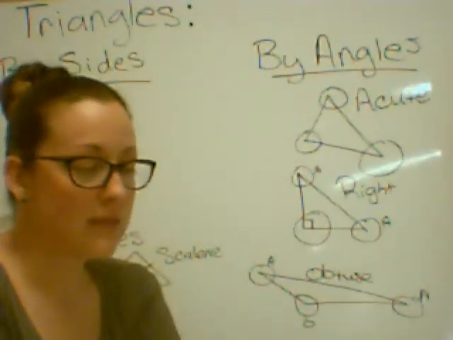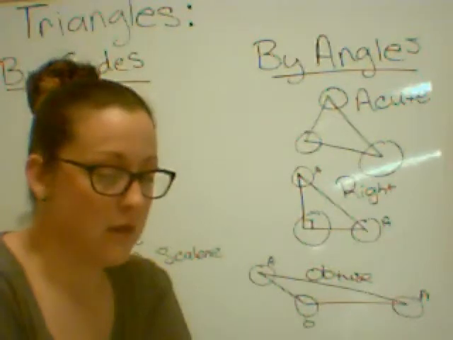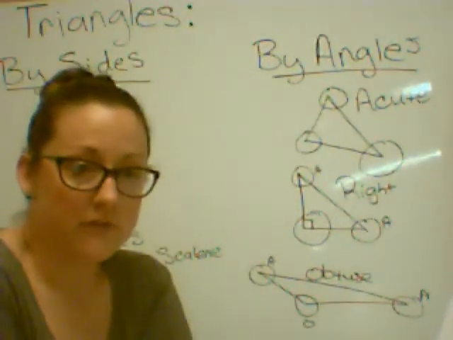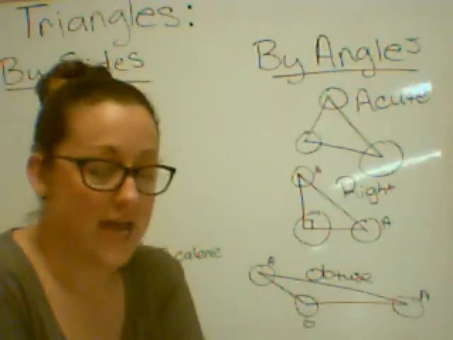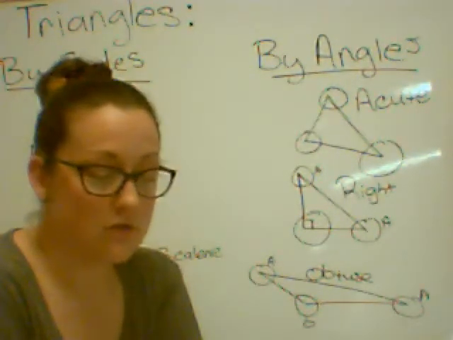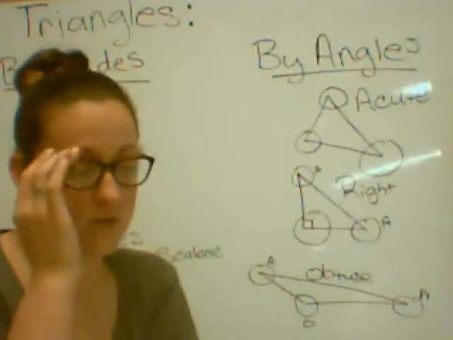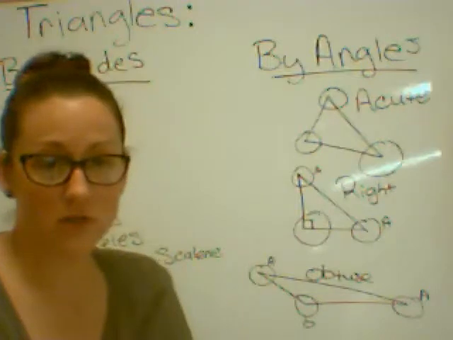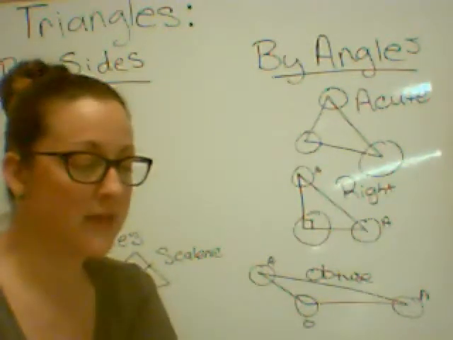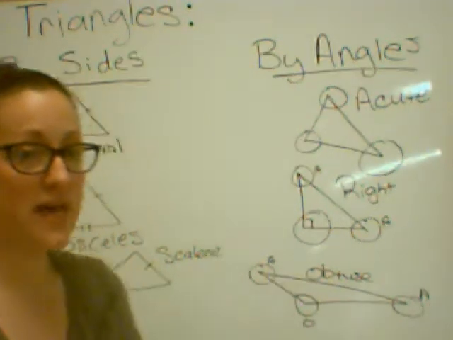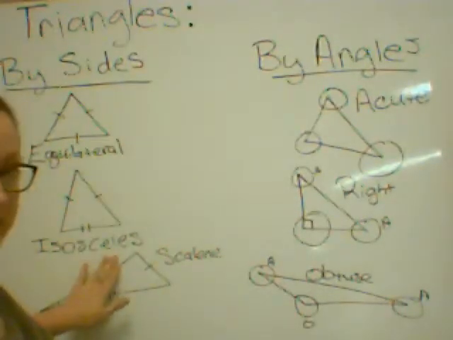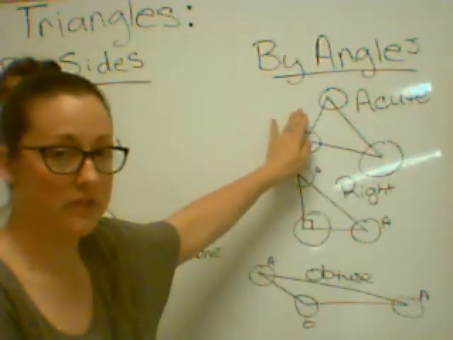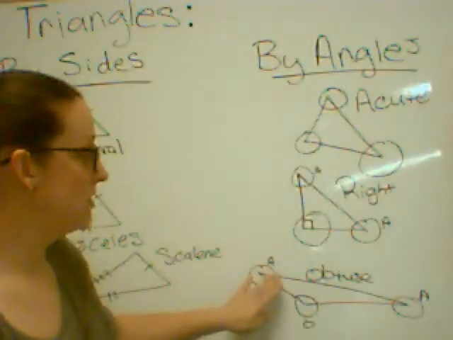Okay? After you're done labeling them, you'll go through and you'll look at the angles. You'll circle the angles and write the letter A for acute. You'll write your little square for a right triangle, or you'll write your O for obtuse, so that way we know what kind of angle you have on the triangles. Then you will label it by the sides, the name: equilateral, isosceles, or scalene. And you'll also label it by the angles: acute, right, or obtuse.